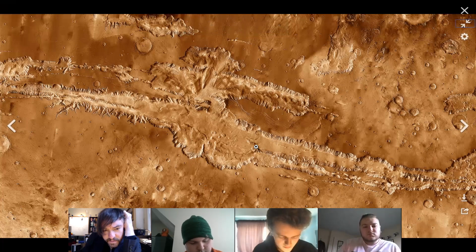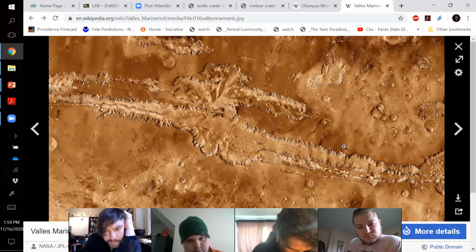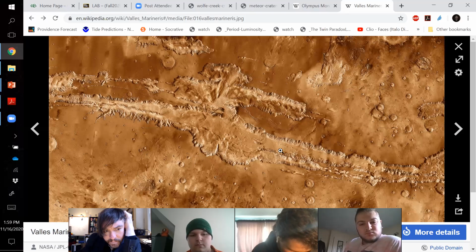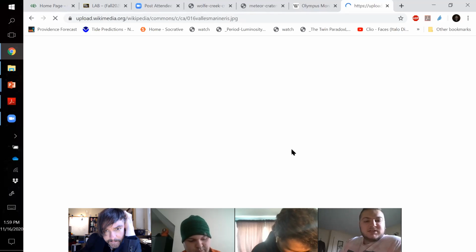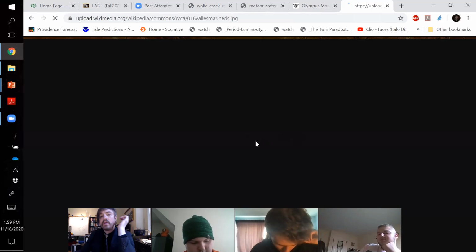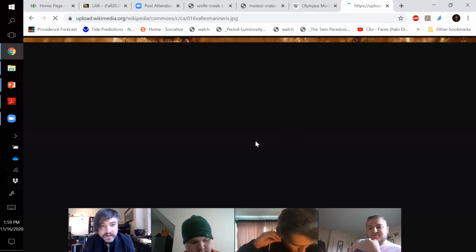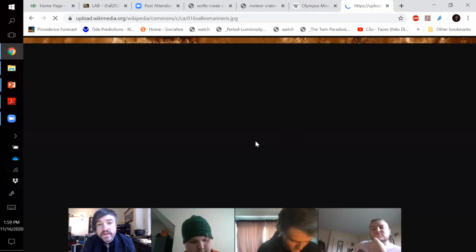Would you guys say the Valles Marineris is a young geological feature or an old geological feature? Let's see if we can zoom in there. I would say young, on the younger side. Yeah, what tells you that, Jake? Sorry, I'm looking for one that I can. The rim looks pretty crisp and relatively crater-free, especially in the valley.